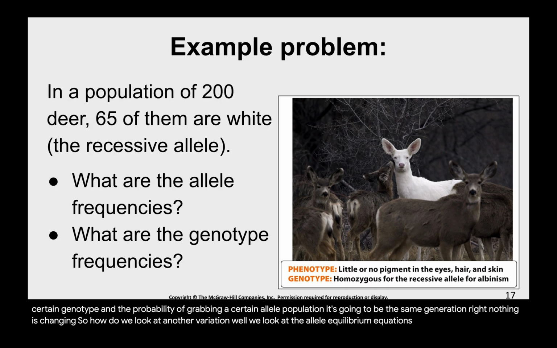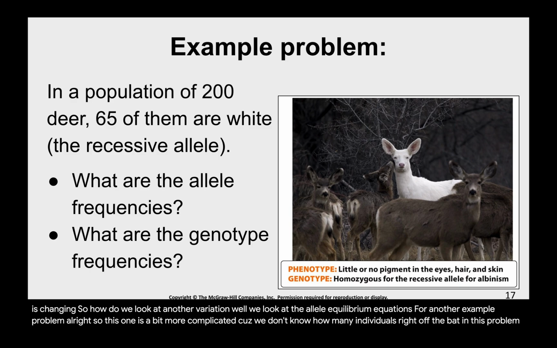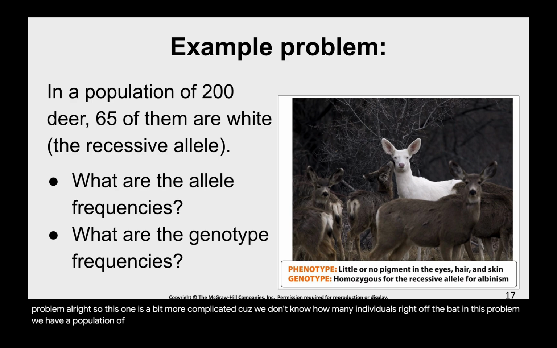Are we ready for another example problem? All right, so this one is a bit more complicated because we don't know how many individuals have each genotype right off the bat. In this problem, we have a population of 200 deer. 65 of them are white. From just this information, we can calculate what the allele frequencies are and what the genotype frequencies are, just by knowing that 65 of them are white.